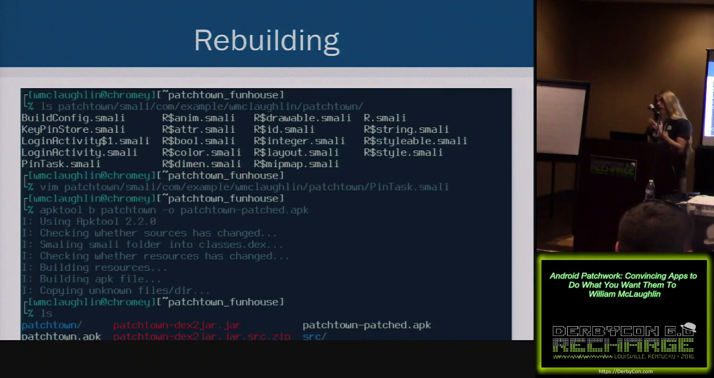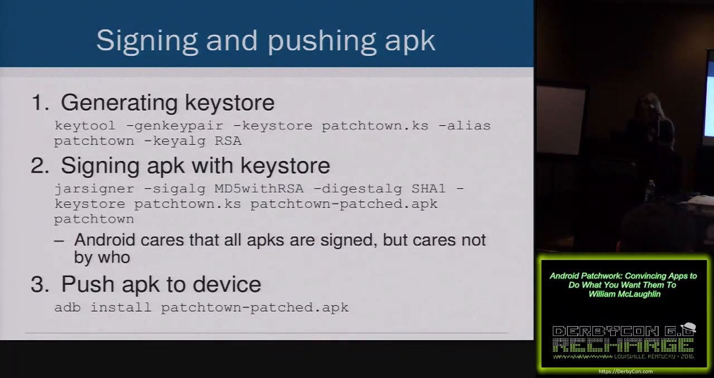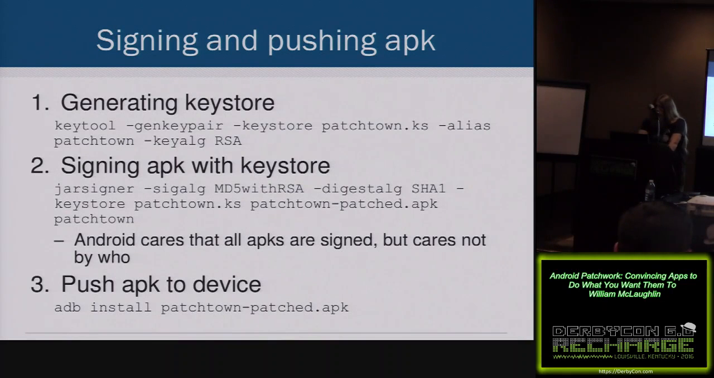Now, before we can install this, we need to do a couple quick intermediary steps. We need to sign the Android application. So to do this, there's two things we have to do. One, we have to generate a keystore. And then two, we have to sign the APK using this keystore. So to generate the keystore, we can use the Java keytool command. We're going to tell it we want to generate a key pair. And we're going to name our keystore patchtown.ks.keystore.